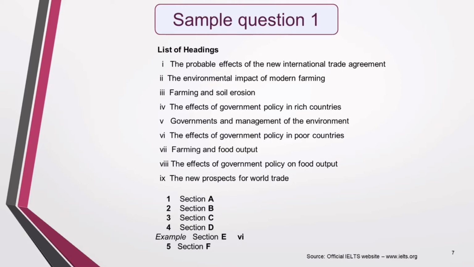There will sometimes be a sample answer for illustration. In this case, it's the answer to section E. Knowing this answer means that you can immediately cross out heading 6 in the heading list and eliminate it from further consideration.